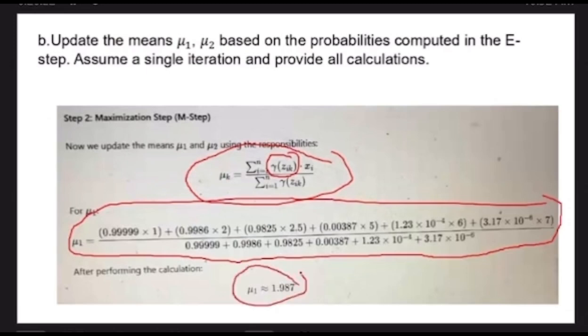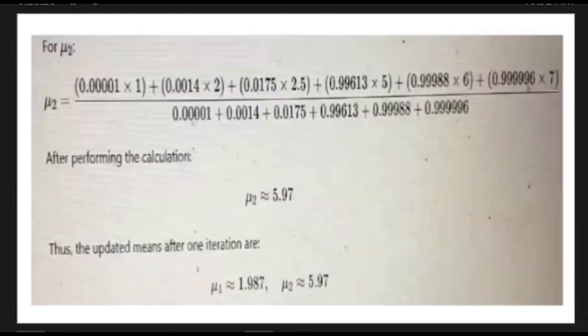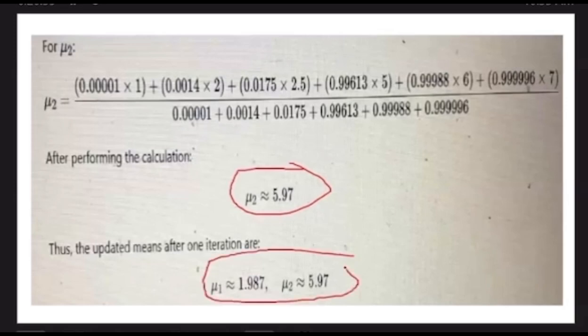Then I want to do the second one for the second cluster. Finally, I'm getting this as a result. After one iteration, I'm going to have that. Please don't go beyond one iteration. It's only one iteration that I want. Is there any question on this?